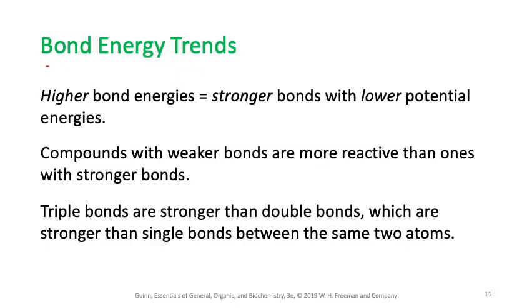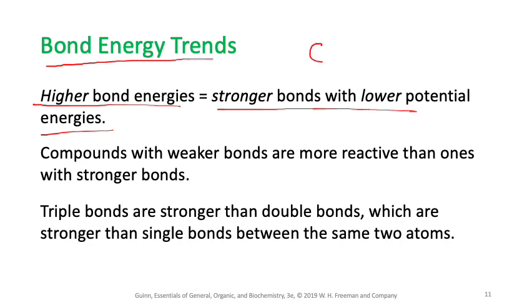Now let's talk about some of the trends in bond energy. So the trend says higher bond energy is equal to a stronger bond with lower potential energy. What does it mean? That means that if a bond, let's say for example carbon and hydrogen, needs more energy, if the bond energy for this bond between carbon and hydrogen is the highest, that means the bonds are stronger. That's why you need more energy to break that bond, right?